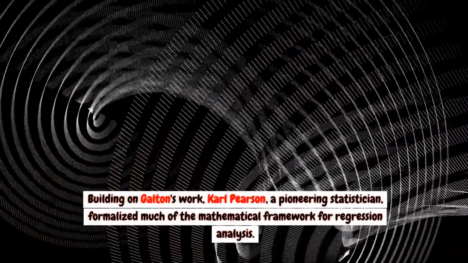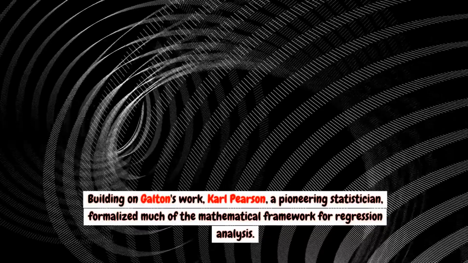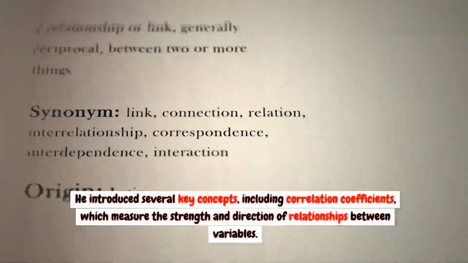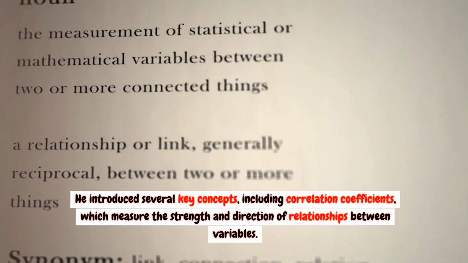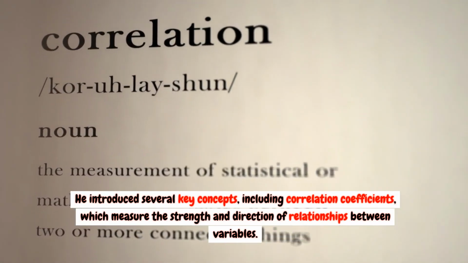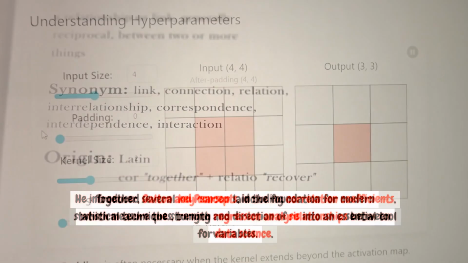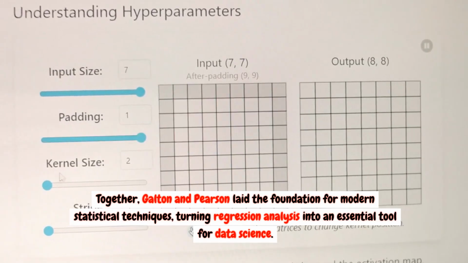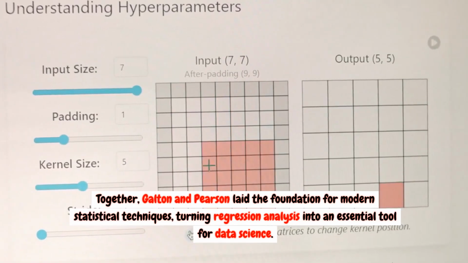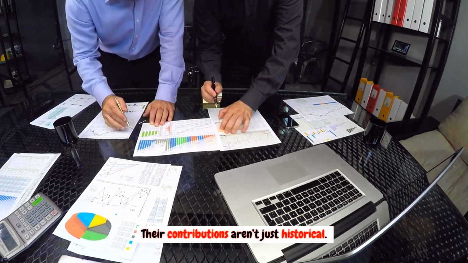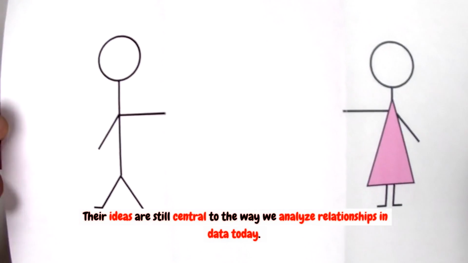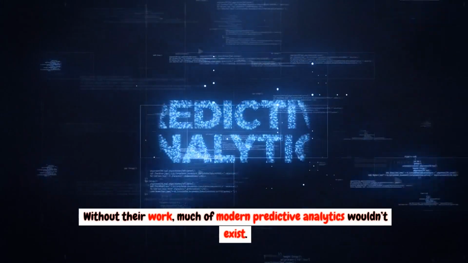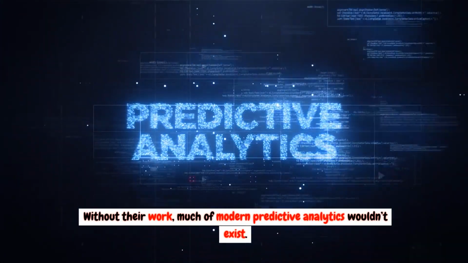Building on Galton's work, Carl Pearson, a pioneering statistician, formalized much of the mathematical framework for regression analysis. He introduced several key concepts, including correlation coefficients, which measure the strength and direction of relationships between variables. Together, Galton and Pearson laid the foundation for modern statistical techniques, turning regression analysis into an essential tool for data science. Their contributions aren't just historical. Their ideas are still central to the way we analyze relationships in data today. Without their work, much of modern predictive analytics wouldn't exist.